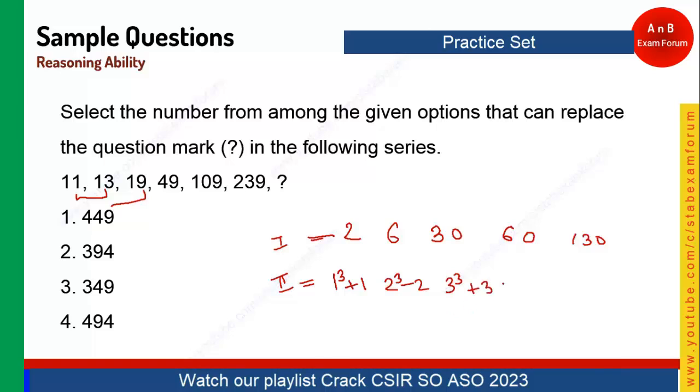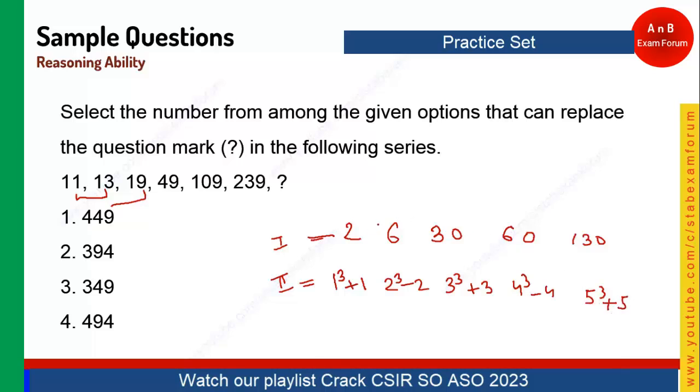30, yes. Next one is 4 cube minus 4, so alternately plus and minus, and we have cube in it. So 64 minus 4 is 60. And after that, what should we have? 5 cube plus 5, okay, it is 125 plus 5.